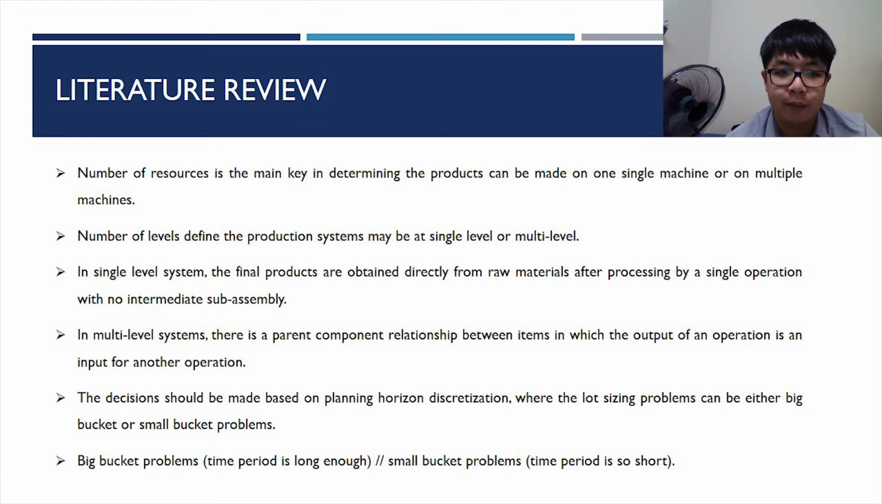Big bucket means the time period is long enough to produce multiple types of items, and small bucket problem means the time period is so short that only one type of item can be produced in each time period.